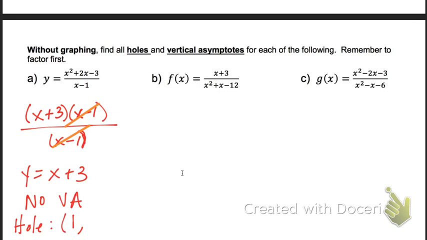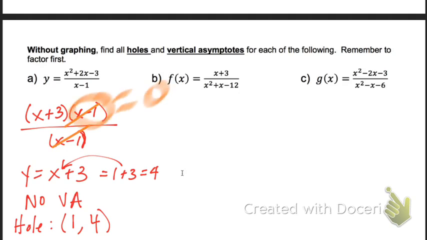How did you get 4? Plug it into the x plus 3. So I plug in 1 plus 3 here. I plug in my hole. Whatever crosses out, you plug it back in with what's left over. You crossed out the x minus 1, so you're plugging in a 1 to the x plus 3. So say it was x minus 2, I'm plugging in a 2. Do I pay attention to the sign at all? Well, no, it's like you're setting this equal to 0. That's all I need.